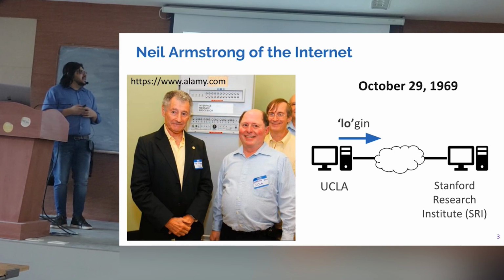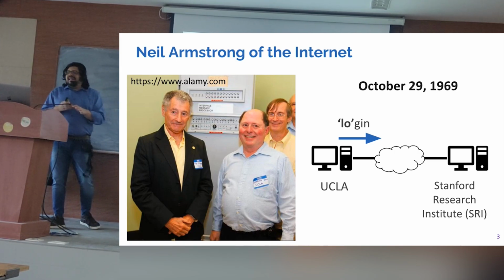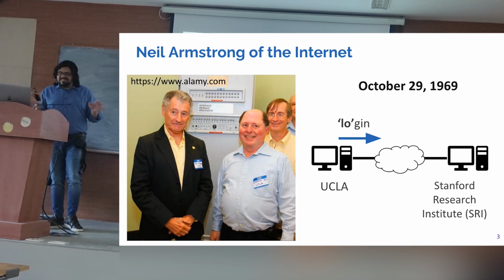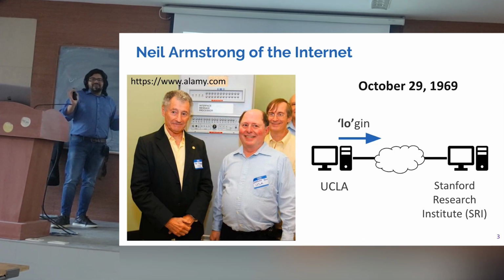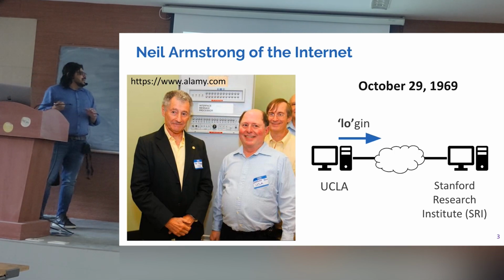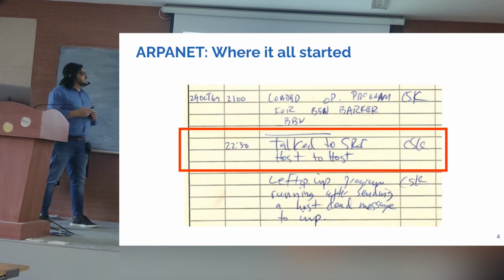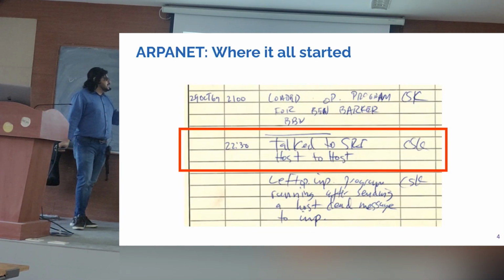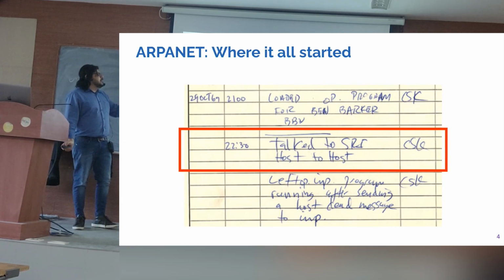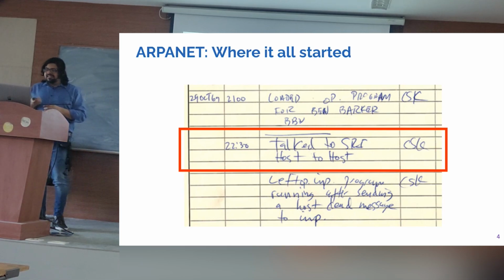They tried to send "login." Those were the five letters they typed in. And after L and O, their system crashed. So that was the very beginning of the internet. It started with a crash after LO. And one hour later, they were successful in sending that message through. That's where he writes that they were able to talk to SRI, Stanford Research Institute, host to host at 10:30 at night. So that's where it all started.